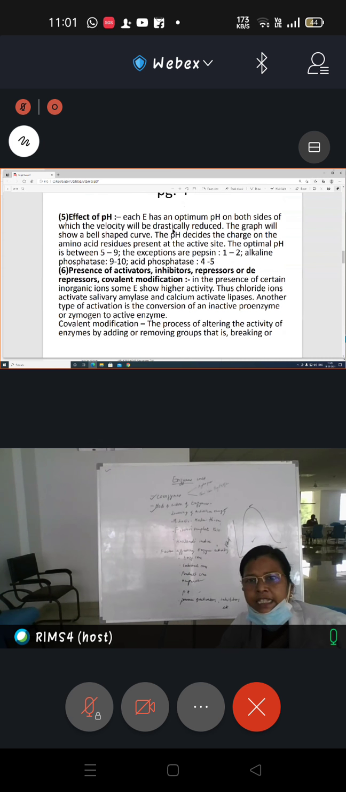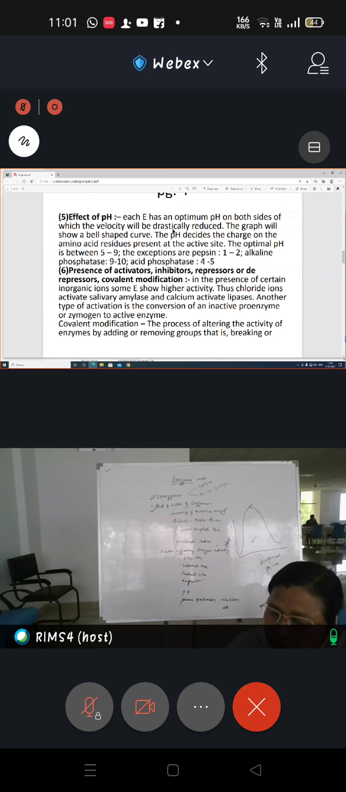The pH decides the charge on the amino acid residues present at the active site. The optimum pH is 5 to 9. Exceptions: pepsin requires a pH of 1 to 2, alkaline phosphatase 9 to 10, and acid phosphatase 4 to 5.